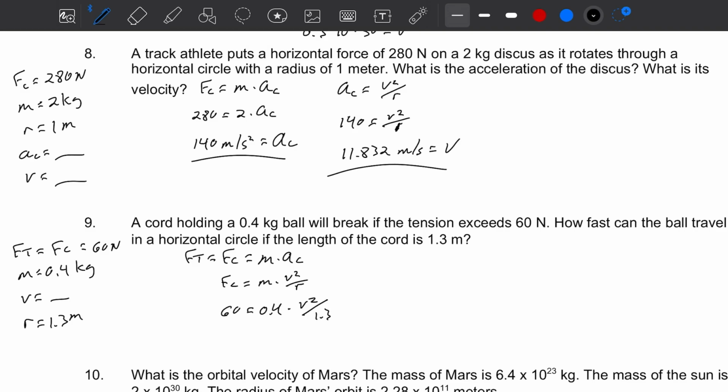So take your 60, divide both sides by 0.4. That'll move the 0.4 to the left. So 60 divided by 0.4. And then multiply both sides by the 1.3. And then you'll have a number that's equal to v squared. So 195 is v squared. So what is the square root of 195?